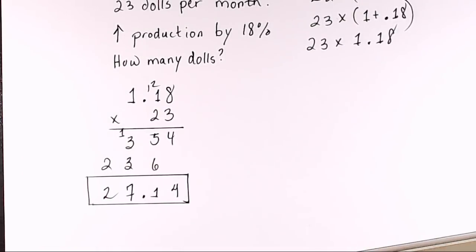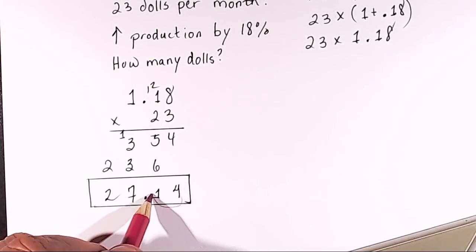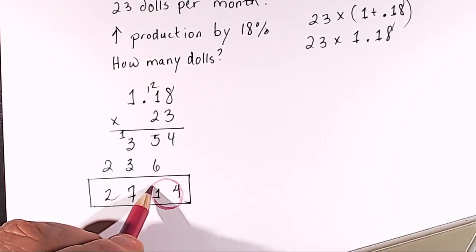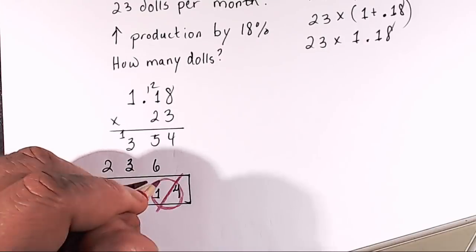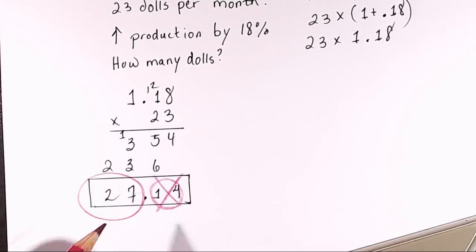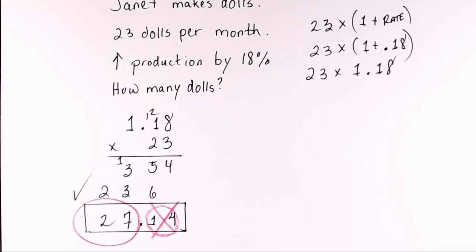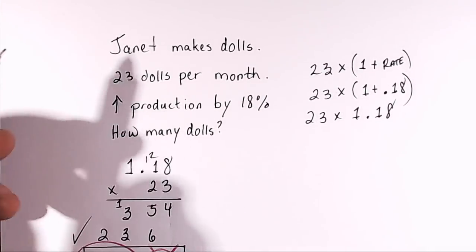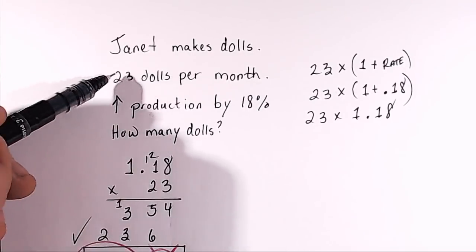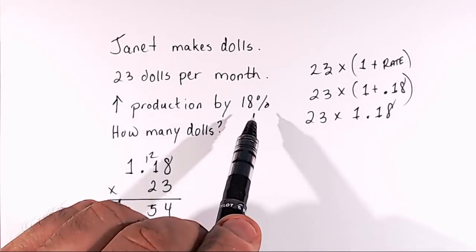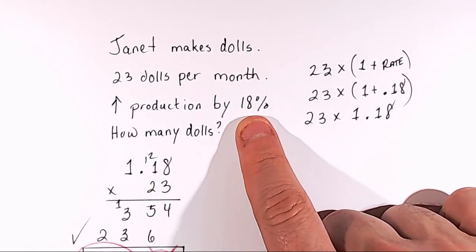All right? Now the question asked, how many dolls would she be producing per month? And we have to ask ourselves, can you produce a fraction of a doll? No. So she can produce 27 dolls. And that was indeed one of the answer choices. So we'll select that and move on. The big thing is, if you're going to increase the production by some percentage, just multiply the original times 1 plus that as a decimal.